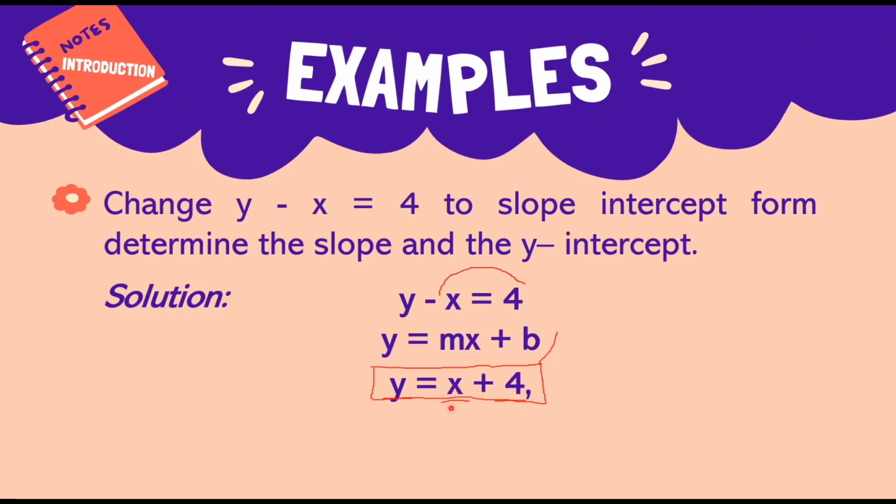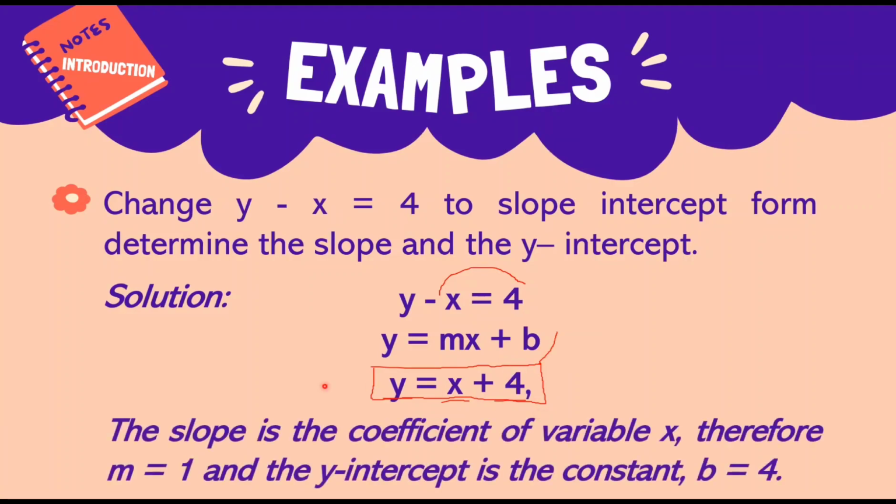So, in that case, we need to determine also the slope and the y-intercept. So, again, what will be our slope? Yes, the numerical coefficient of the variable x. What is the value of our y-intercept? Very good. That is the constant term, which is 4. So let us find out our values of the slope and the y-intercept. Again, the slope is the numerical coefficient of variable x. Therefore, the slope is equal to 1. And the y-intercept is the constant, which is 4.